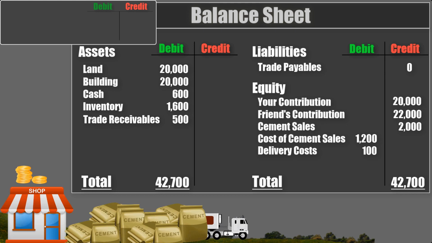Before we finalize, I ask you a question. Your trade receivables balance is 500. How would this amount be recorded on the balance sheet of your credit customer? With this question, we come to the end of this lesson.